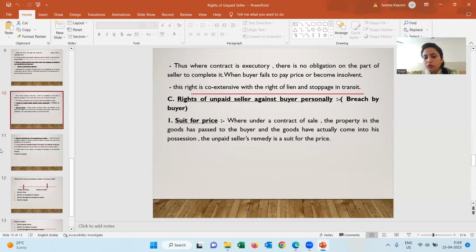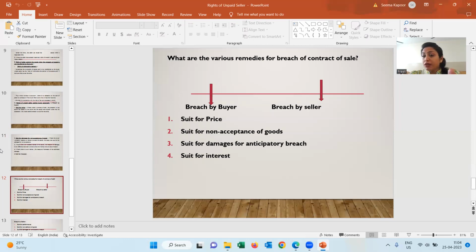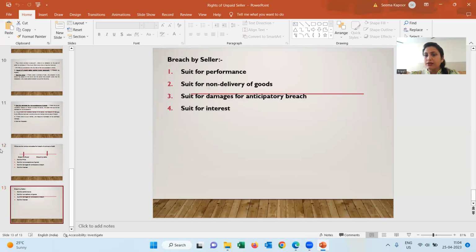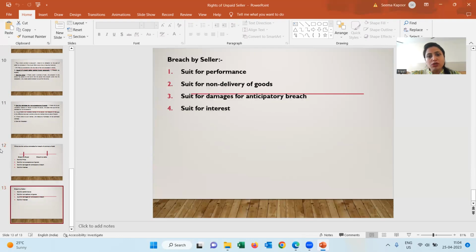These are the suit for price, suit for damages, third, fourth, fifth, right? These all are rights if there's a breach by buyer. But if the breach is by seller, then we can use these rights. Obviously, it will be opposite. In case of breach by buyer, there's a suit for price. And in case of breach by seller, there would be suit for performance. Matlab, he needs to perform his part of duty. If there's a suit for the non-acceptance of goods, there will be a suit for the non-delivery of goods.